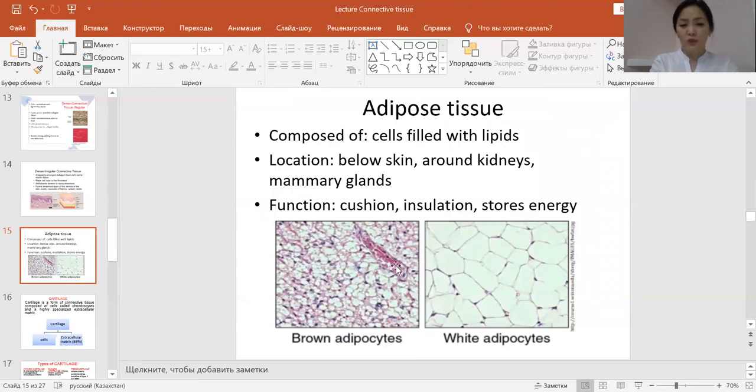We can see that adipose tissue can be divided into two types: brown adipose tissue, which consists of brown adipocytes, and white adipose tissue, which consists of white adipocytes. Morphologically, there are several differences between white adipocytes and brown adipocytes. Of course, the size of brown adipocytes is smaller than white adipocytes. The nucleus of white adipocytes lies in the peripheral part, but the nucleus of brown adipocytes is in the center. Brown adipocytes also have more mitochondria than white adipocytes, but in the adult human body, there is mainly white adipose tissue.